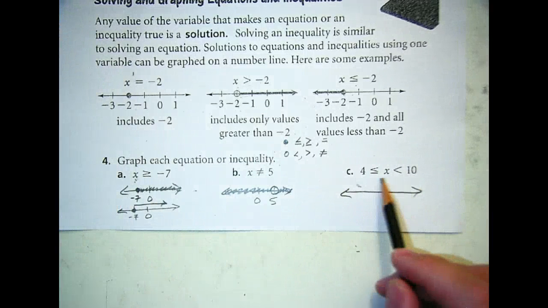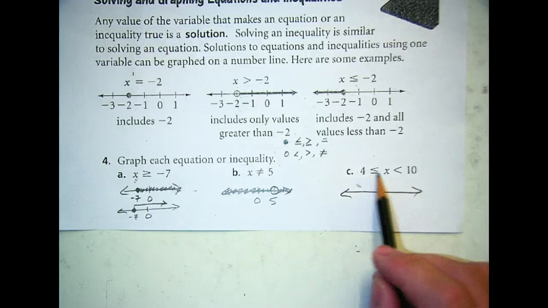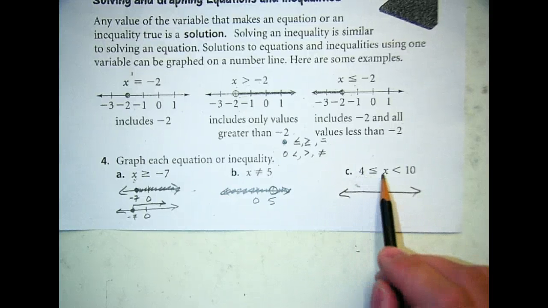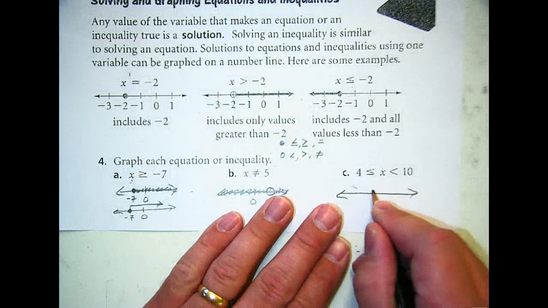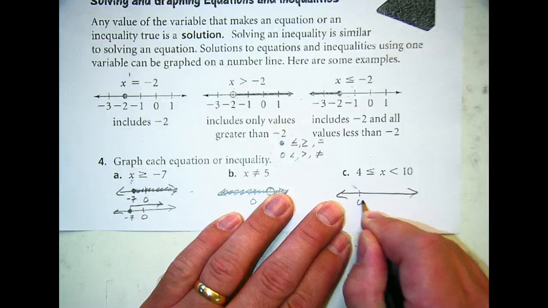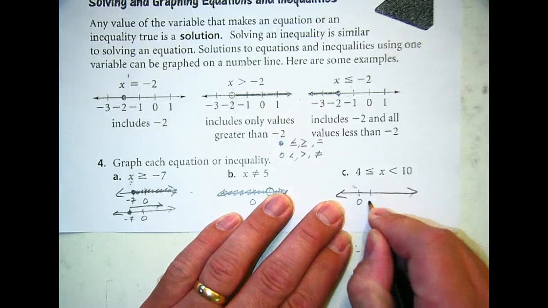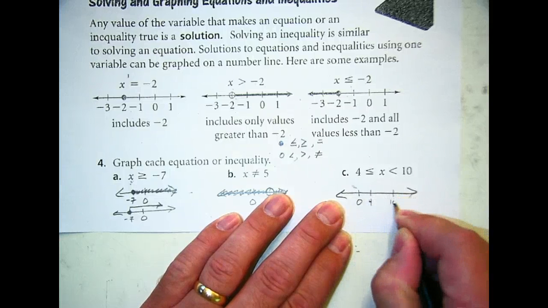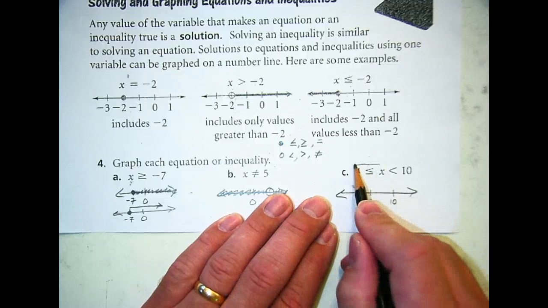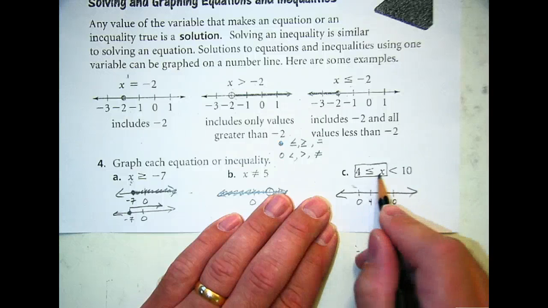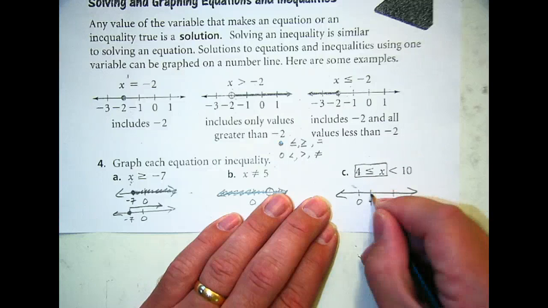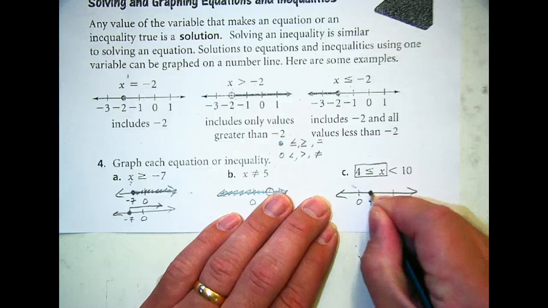This one we have x has to be less than, or excuse me, greater than or equal to 4, but less than 10. So in this one, we're going to put our 0, and notice I'm going to shift it this way because I have to put two other numbers, 4 and 10. With the 4, I'm looking at this inequality. So with the 4, is it open or closed? Closed.